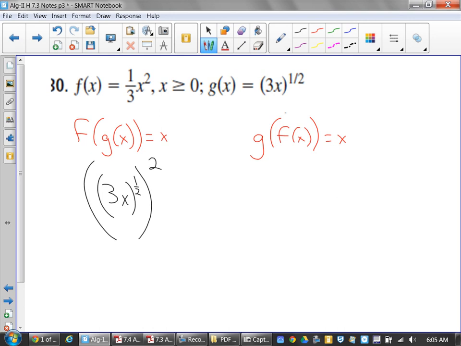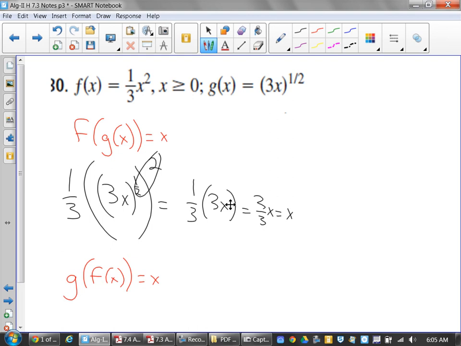Now, using my order of operations rules, there's nothing on the inside of the parentheses that I can do. Take care of my exponents. 2 times 1/2 is 1. So I have 1/3 times 3x, which gives me 3x over 3, which is x. We're halfway home.